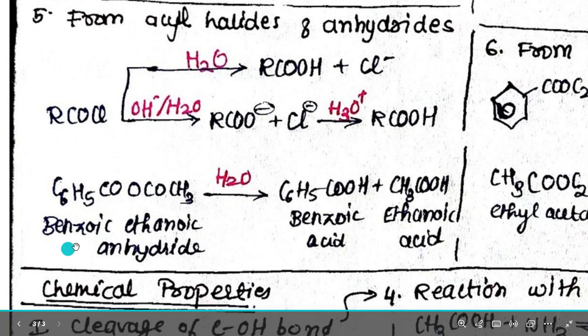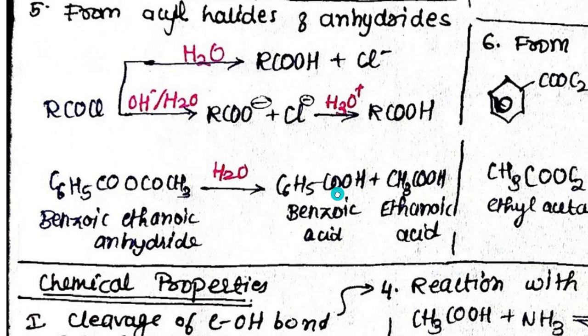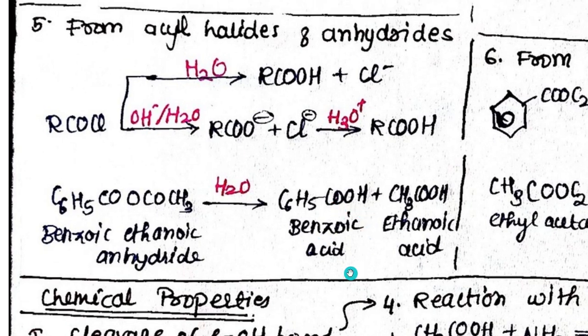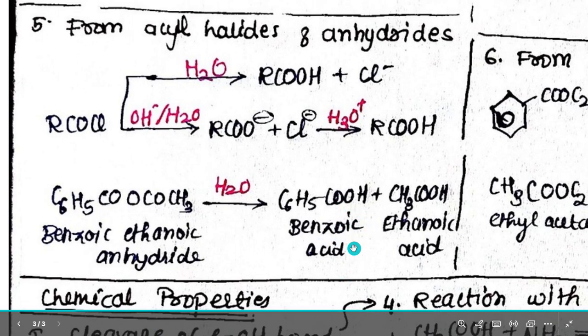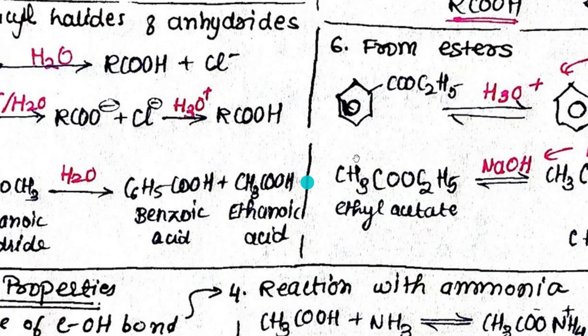Now benzoic ethanoic anhydride, C6H5CO, on reaction with water will give me benzoic acid, that is C6H5COOH plus CH3COOH, that is ethanoic acid.